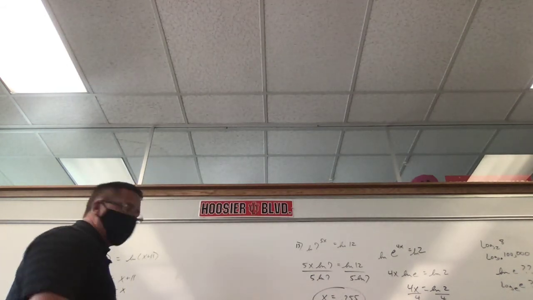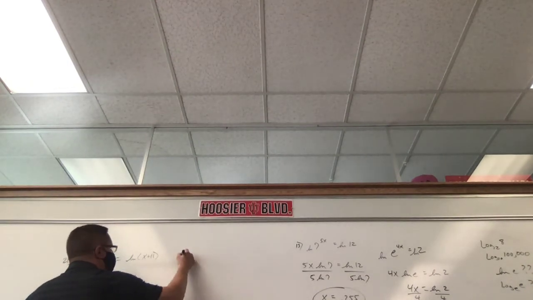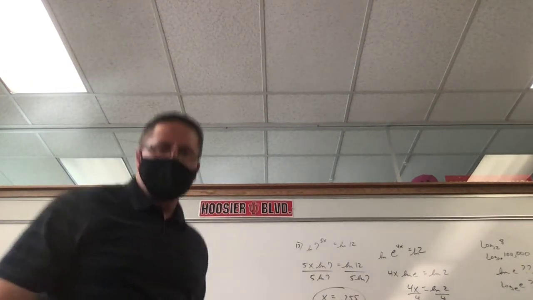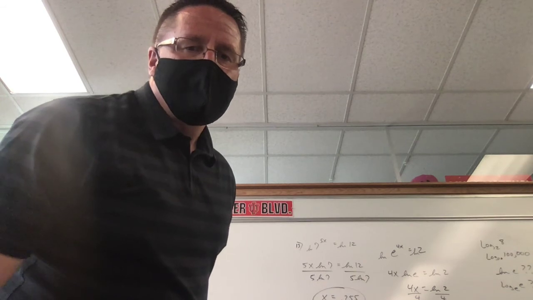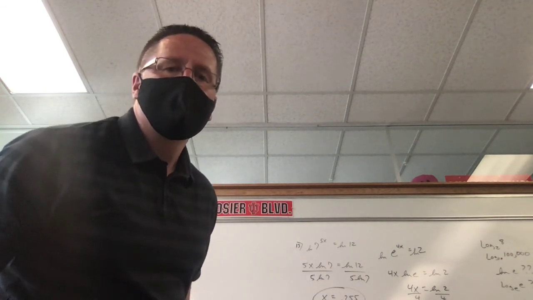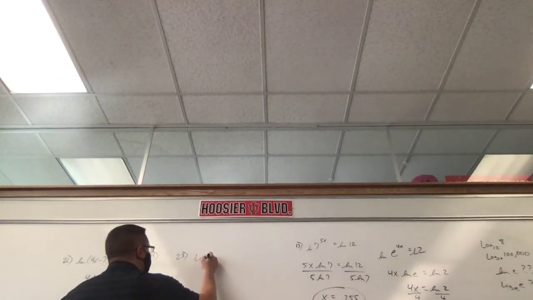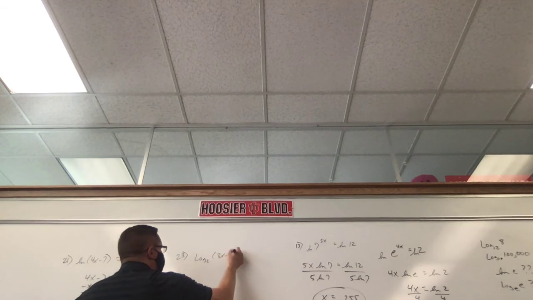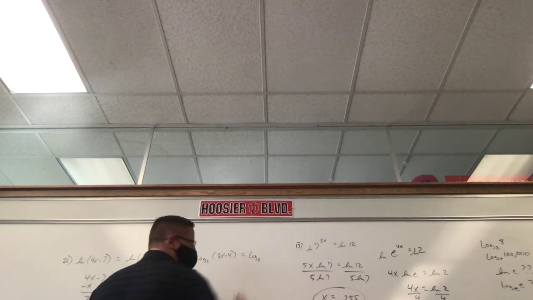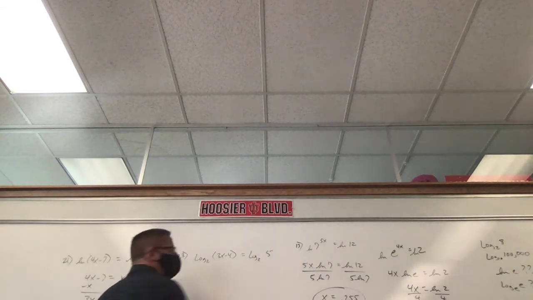Let's try maybe one more question. Just one more for today. But you got to check your answers when you're taking the logs here, okay? All right, Jordan, this one's yours. Log base 2 of 3x minus 4 equals the log base 2 of 5. Okay? What can I do?